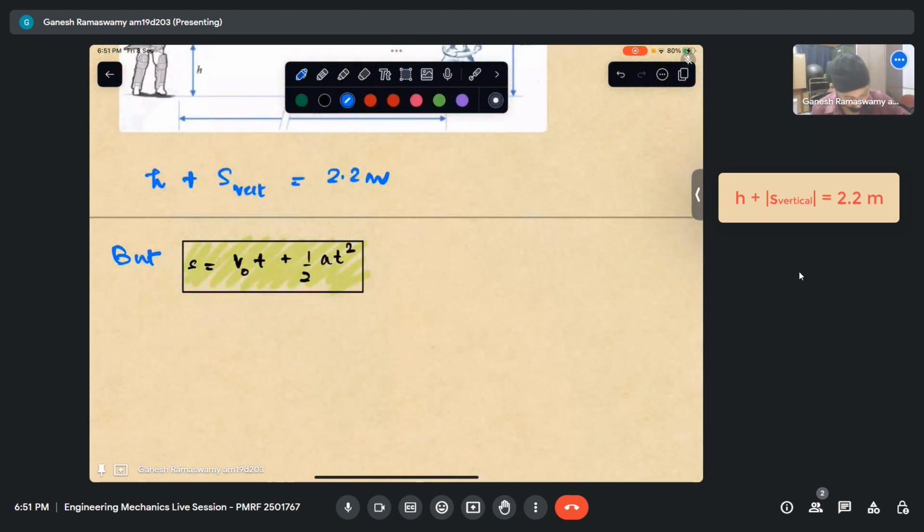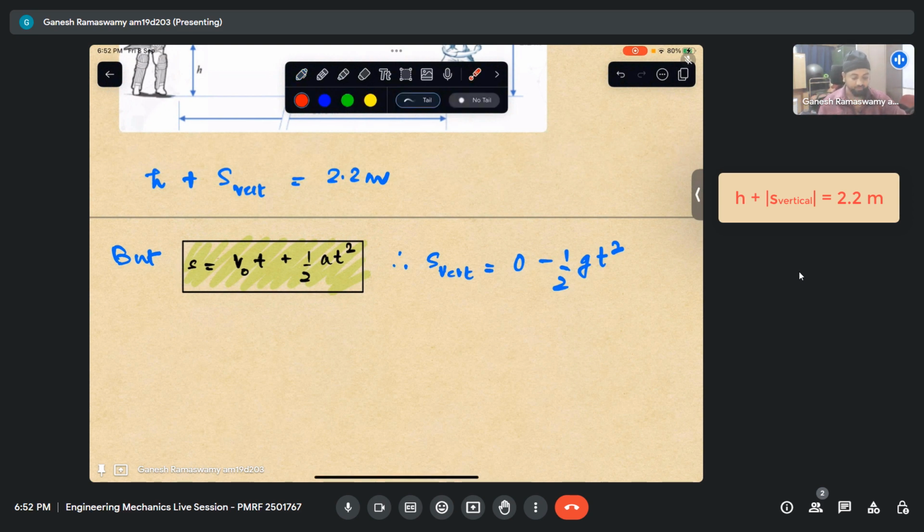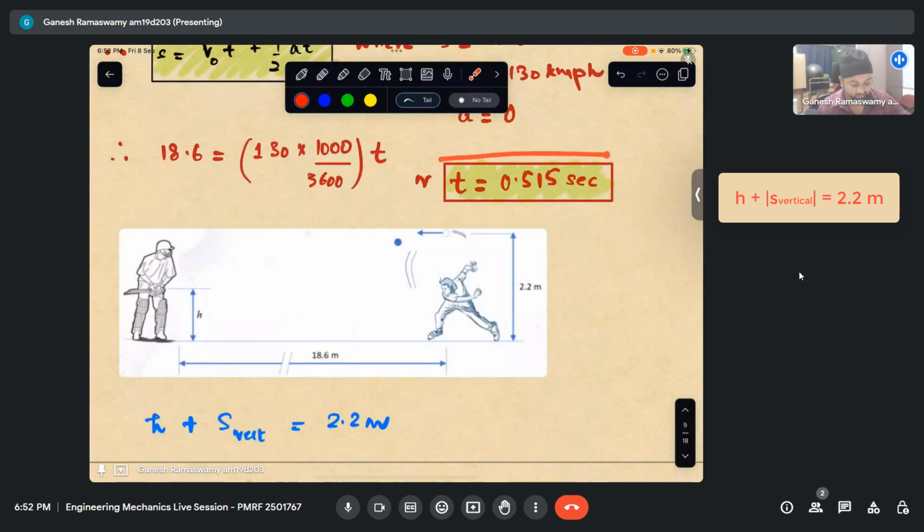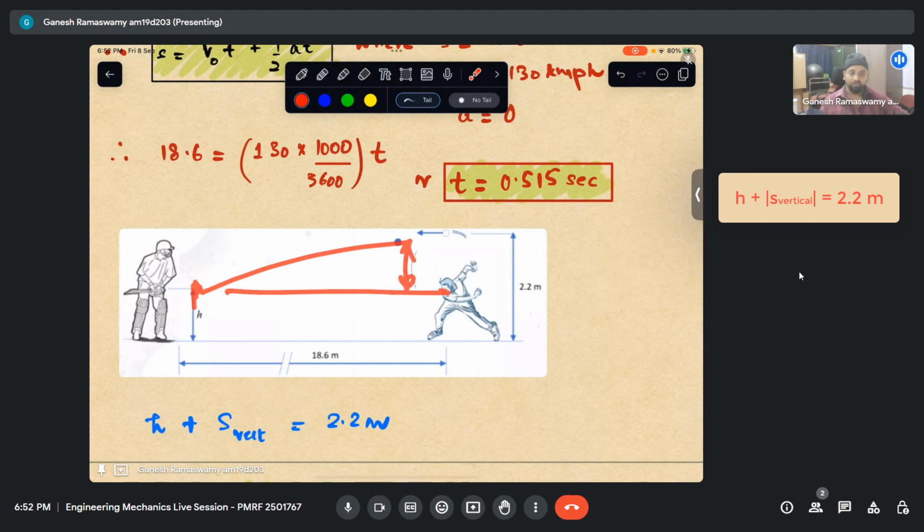Therefore, s vertical is nothing but 0 minus half g t squared. Why 0? Because this had no initial velocity in the y direction, and the acceleration in the y direction is minus g. So that is why minus, and t. Now we know that these two are parameterized by t. So essentially the time taken by the ball to reach the batsman, at that same time it is falling like that. So t will be 0.515 seconds.